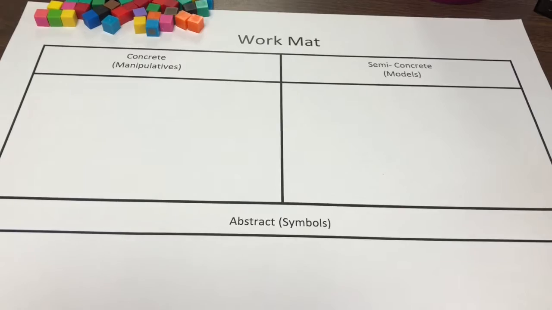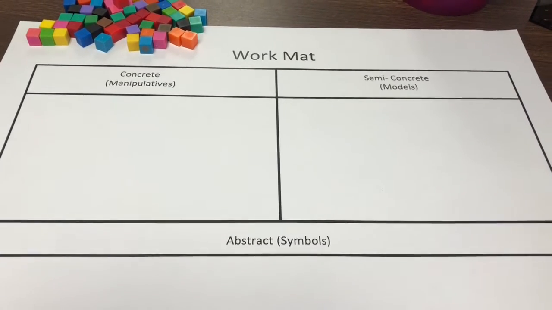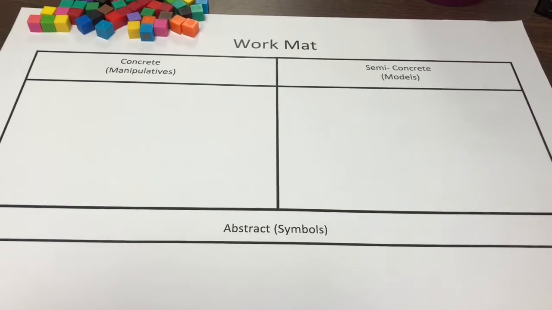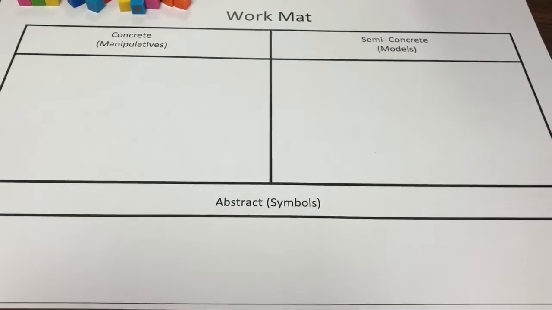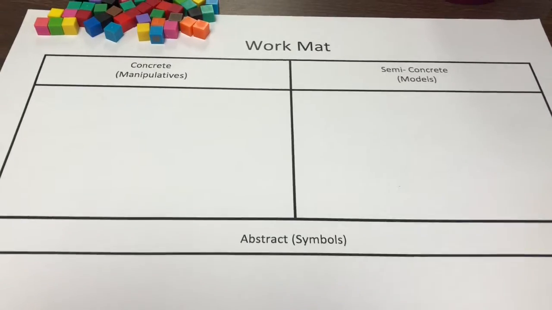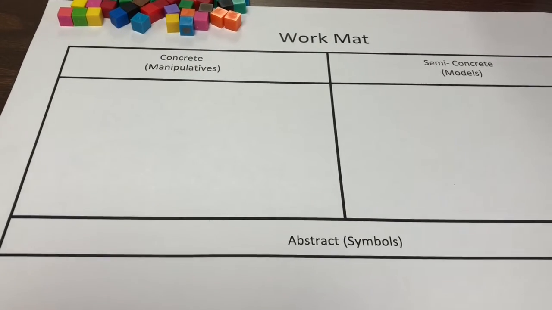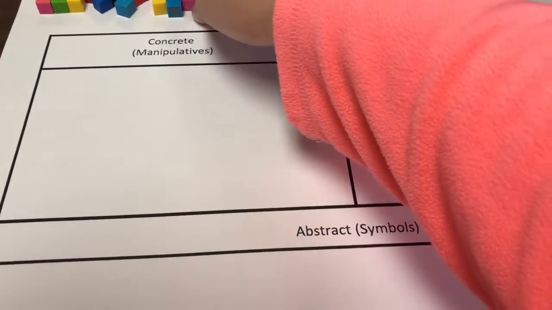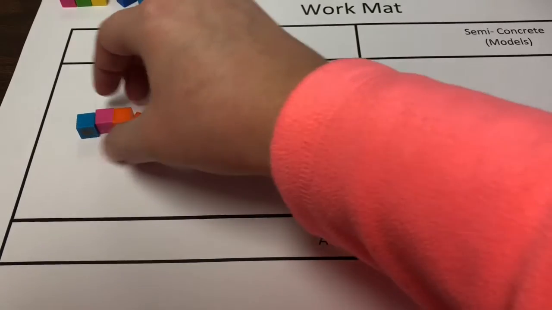We are going to use our Workmat again today, and when we use our Workmat, we start with concrete, and we use manipulatives, and then we go to semi-concrete where we model, and then we go to abstract where we use symbols and different techniques. So let's start with our concrete. We're going to look at multiples of 4. So to find multiples, you are just multiplying, but I'm going to start with 4 unit cubes.